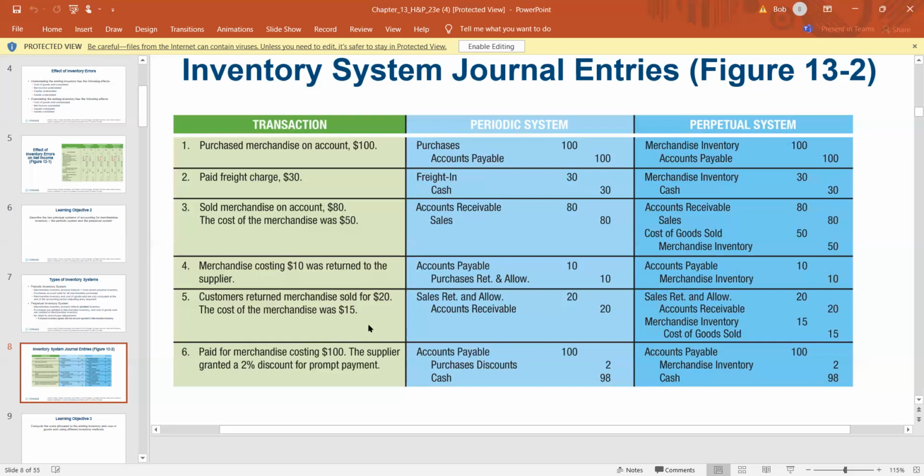But we also will account for the cost of goods sold, the $15. Here, we're going to reduce our cost of goods sold because the goods were returned to us, and they're resellable. We just put it back up on the shelf and debit merchandise inventory. And again, where you see the word purchase, you just change it to merchandise inventory, okay?